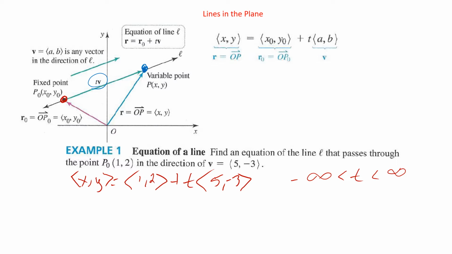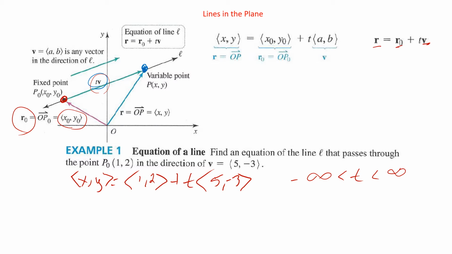We can simplify this equation just a little bit, where r is going to equal r naught. That's the initial r. Notice that's over here. It's the same as that. Plus t times v. We already saw that v was that vector going up. And so that's just a simpler way. Notice the bold. Those are all vectors. The t is not. The t is a scalar.